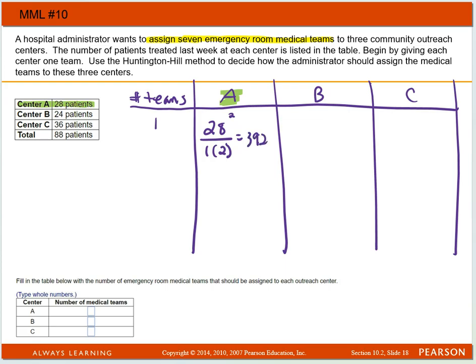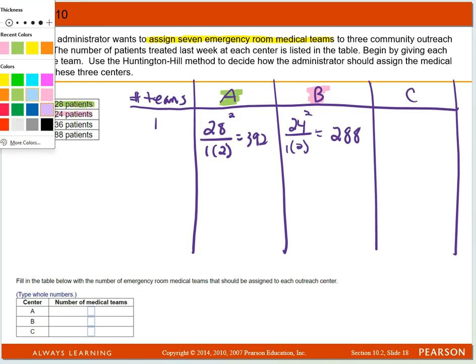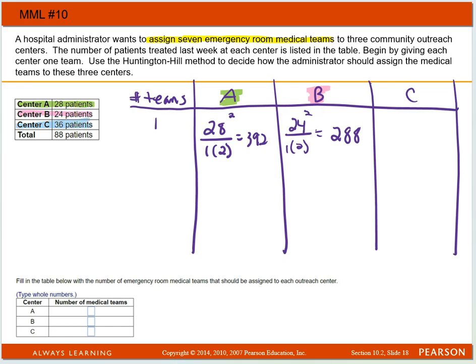All right, then we're going to go to center B. They have 24 patients. So 24 squared divided by 1 times 2. That comes out to be 288. And then we've got center C. They have 36 patients. So 36 squared divided by 1 times 2. And that comes out to be 648.